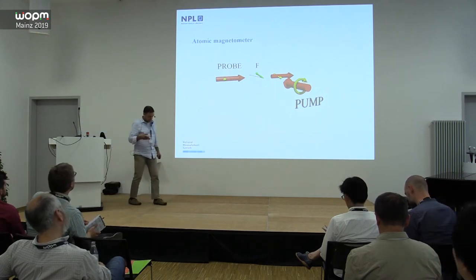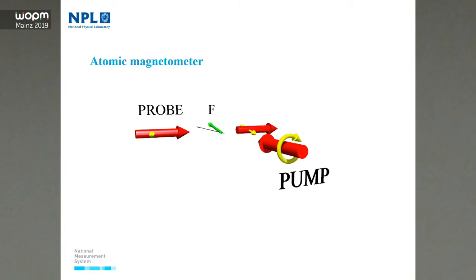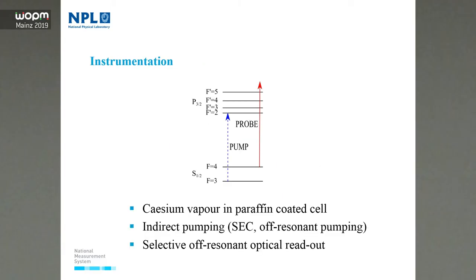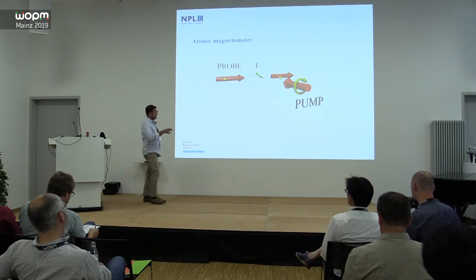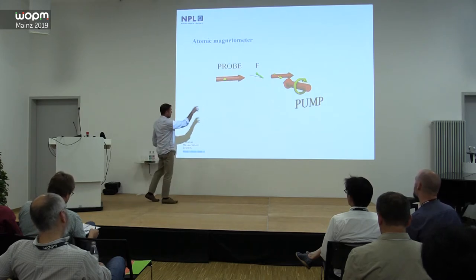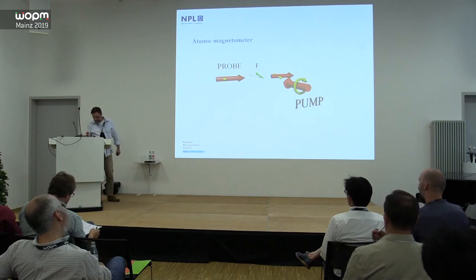We can think about an atomic magnetometer as a collective spin oscillating around a magnetic field. This collective spin is pumped by a pump beam, and the evolution of the spin is probed by a linearly polarized probe. So we have these three ingredients: atoms, pump, and probe, and each of these ingredients can cause nonlinear interaction.